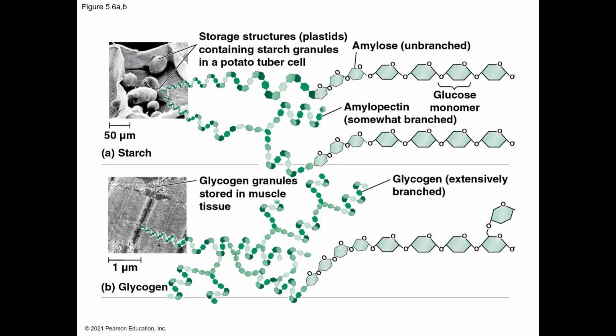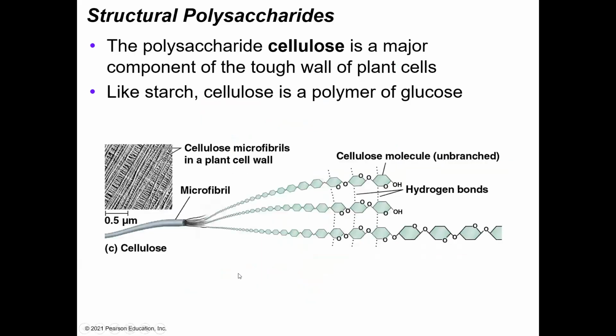So this is just a review of the two different types of storage molecules, starch and glycogen, where one of the differences is that starch is usually straight chains of glucose. A difference here in glycogen is that they are branched chains. They form branches, and it's a little bit more complex. There's another structural polysaccharide that plants will use, and that is cellulose.